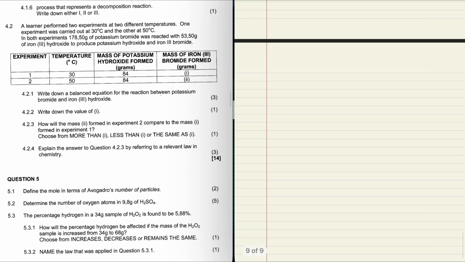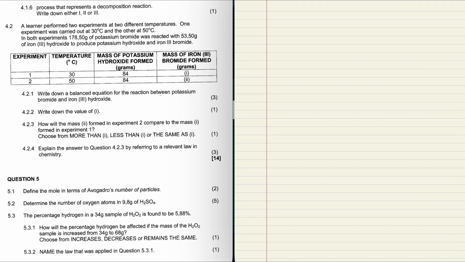Moving on to question 4.2, a learner performed 2 experiments at 2 different temperatures. One experiment was carried out at 30 degrees Celsius and the other 50. In both experiments, 178.50 grams of potassium bromide was reacted with 53.5 grams of iron 3 hydroxide to produce potassium hydroxide and iron 3 bromide. So question 4.2.1, write down a balanced equation for the reaction between potassium bromide and iron 3 hydroxide.